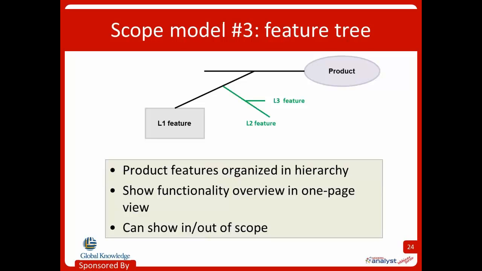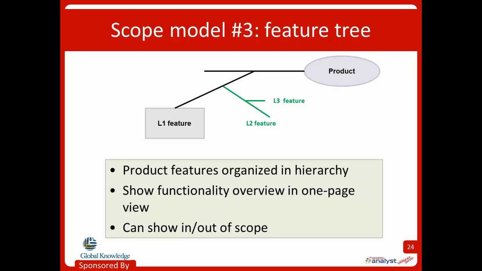All right, our third scope model is the feature tree. This depicts the product's features organized into logical groups. We hierarchically subdivide our features into further detail here. So the product's going to be in an oval in that straight line across the top. The top level features, we also call those L1 features, or for level 1. Those are going to be in boxes.